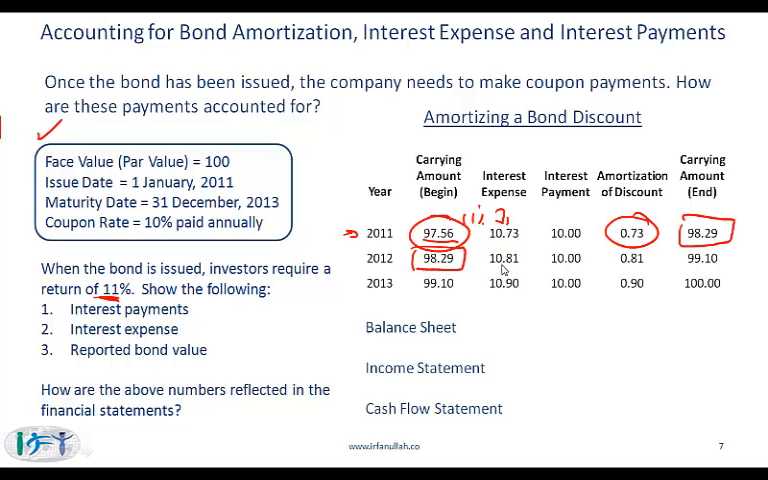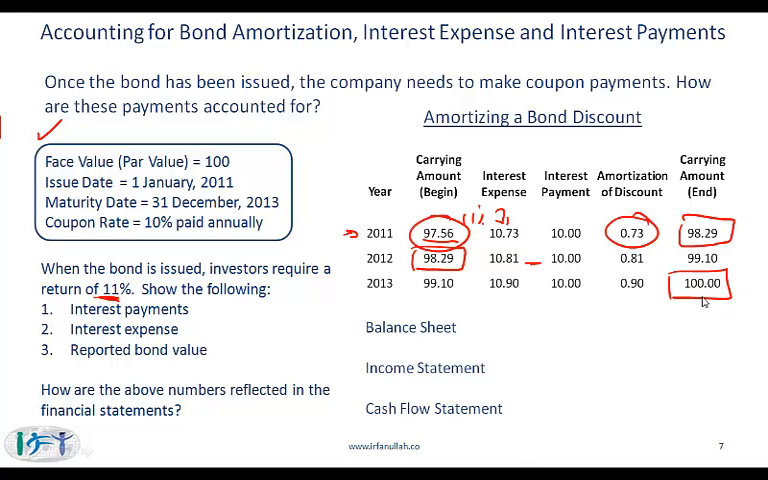Again, where is this 10.81 coming from? This is 11% of this number. The interest payment again is the same. 0.81 is the amortization of discount. So this is 10.81 minus 10. The carrying amount is this, which is carried forward. Follow the same exercise. And the carrying amount at the end is 100.